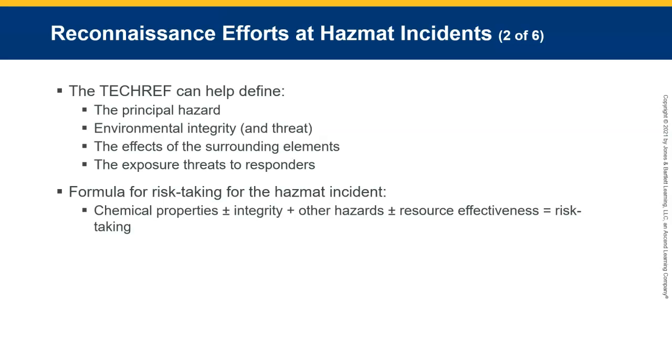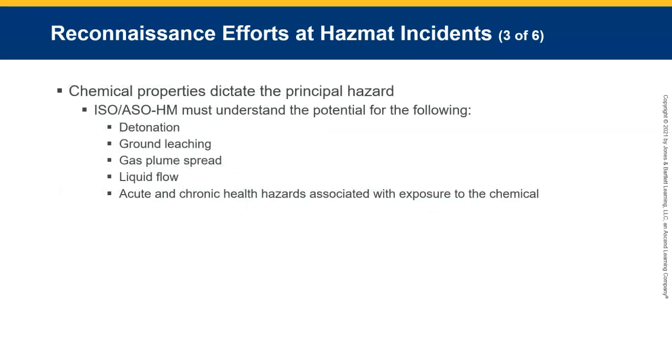So all that comes together to help us look at resource effectiveness. Is what we have on scene going to be effective to help us out? And then we use all that to kind of go together and figure out what kind of risk we are going to take. Is there life at stake? All that comes together to help us with that formula. Chemical properties, there's a list here. We'll talk about them very, very shortly. This is still the responsibility of the ISO or whoever you have brought in as your ASO.